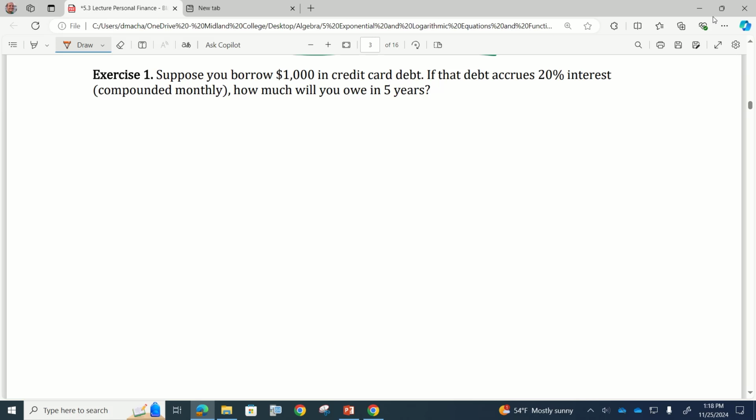Whenever I see compounded monthly, whenever I see those magic words, I immediately think of and write down this formula. And then I think, what is this question asking me for? M, P, R, N, or T? M. It's asking me how much will I owe after some time has passed. If it's a dollar amount after some time has passed, it's some maturity value, so I'm looking for M. Everything else should be given to me.